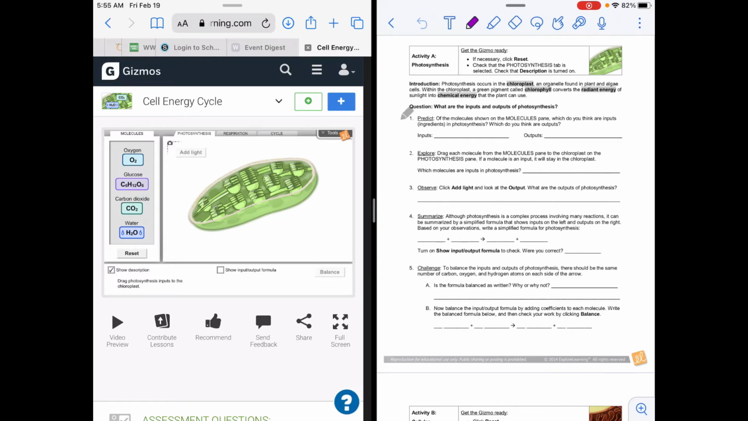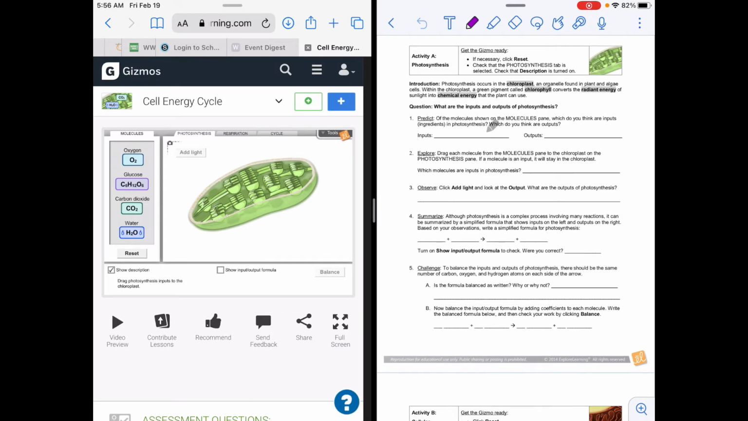First, it says to make a prediction. Of the molecules shown in the molecules pane, which do you think are inputs or ingredients, and which do you think are outputs? So they're talking about these over here. Molecules is right here. That's the molecules pane that they're talking about. We've got oxygen, glucose, carbon dioxide, and water. Now, if you remember from yesterday and the last couple days, you might be able to answer these questions. But it says predict, so you're making a guess. So if you don't remember, that's all right. Write down your best guess.